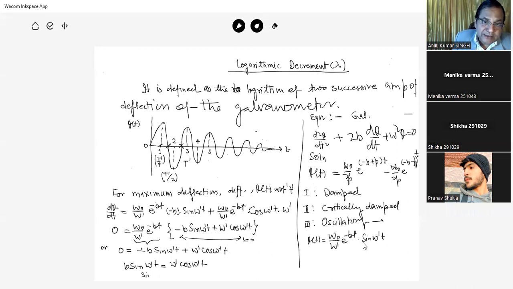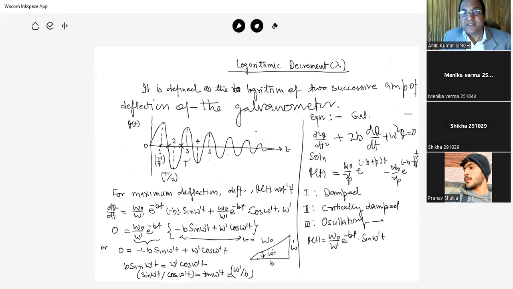So sine omega dash t divided by cos omega dash t, this ratio is nothing but tan omega dash t, is equal to omega dash by b. If we take this as a right angle triangle, this angle is omega dash t. So this side is omega dash by b, and here it is omega 0. In this way, we find this factor, which is important for us.